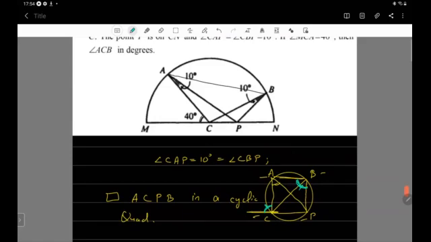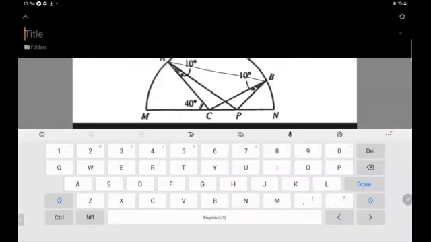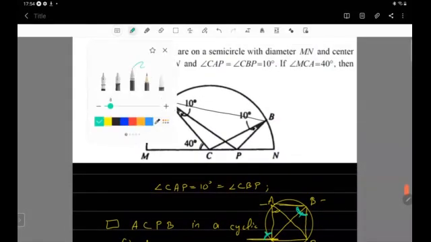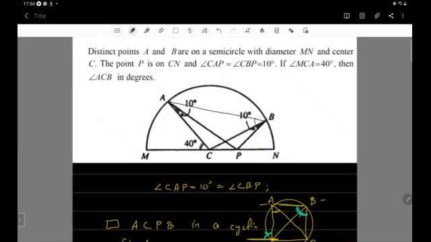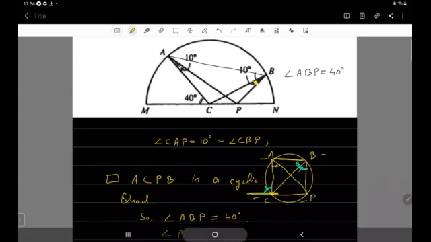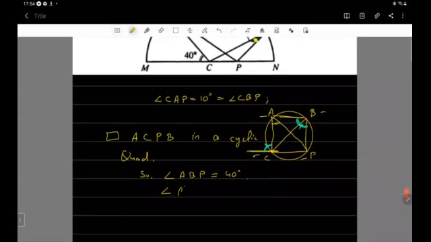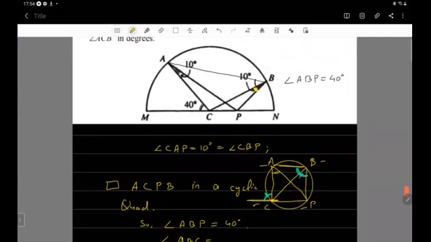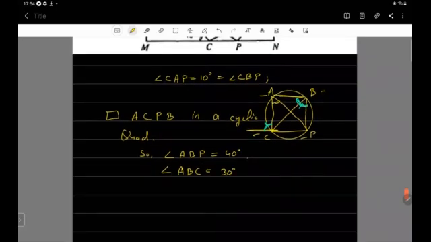If these two angles are equal, look at the diagram again. And this angle, which angle? Angle ABP should be also 40 degrees, right? Angle ABP must be also 40 degrees. Now CBP is 10. CBP is 10. So what is angle ABC? Look at angle ABC. It should be 40 minus 10. It should be 30 degrees.